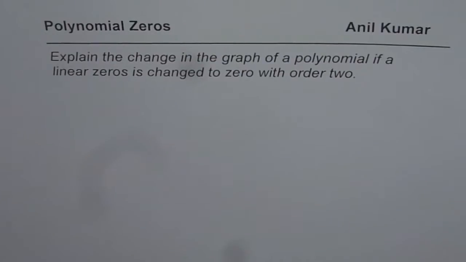I'm Anil Kumar, and here is a very interesting question on understanding behavior of the graph of a polynomial near x-intercepts. We say zeros. The question here is, explain the change in the graph of a polynomial if a linear zero is changed to a zero with order 2.